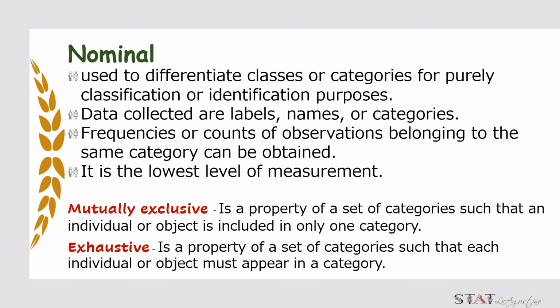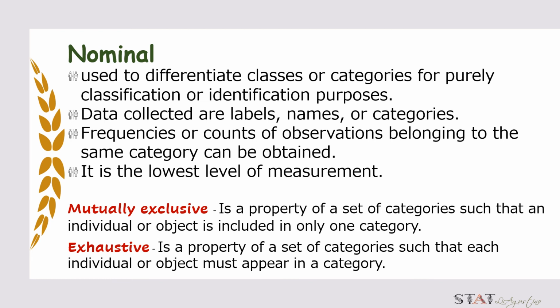So from the word itself, nominal. Frequencies or counts of observations belonging to the same category can be obtained. And it is the lowest level of measurement because you're just grouping. But there are qualities or characteristics for the nominal level of measurement.